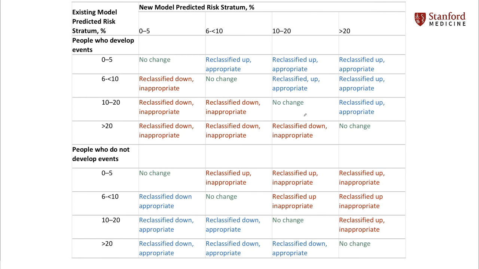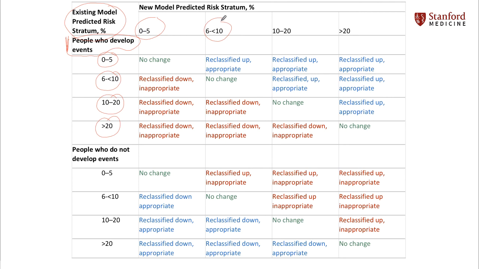This is well illustrated in a little table, though. So here we have an existing model. That model was used to classify people into 4 risk strata. Say this could be the Framingham risk model. I'm going to look just at the people who had events. We are hoping that they will get a high predicted probability of having the event because they actually are the ones who went on to have events.